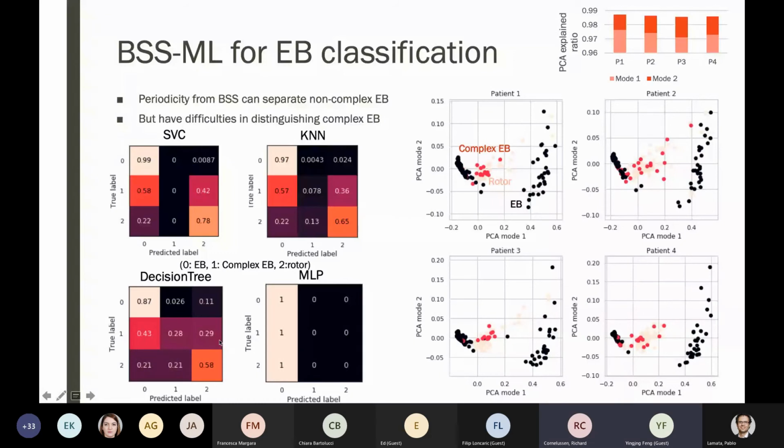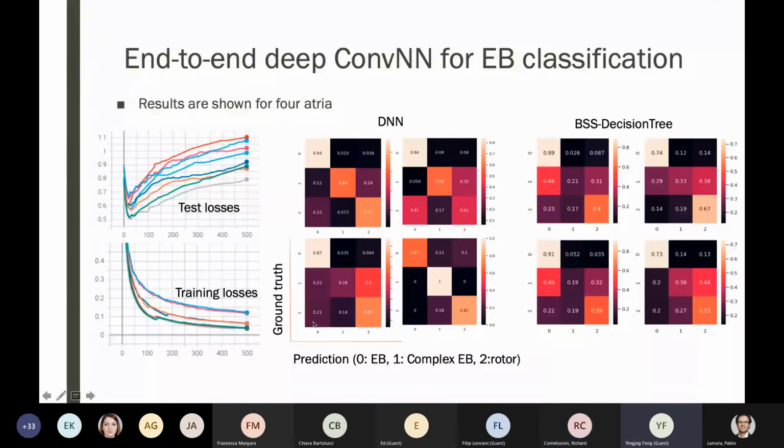So instead, we use the deep convolution neural network to classify the ectopic beats, and this is end-to-end, so we don't have to worry about blind spot separation. And we see that over 4 patients, compared to the blind spot separation plus the decision tree, it outperformed, and for different runs, the test loss show a similar pattern.